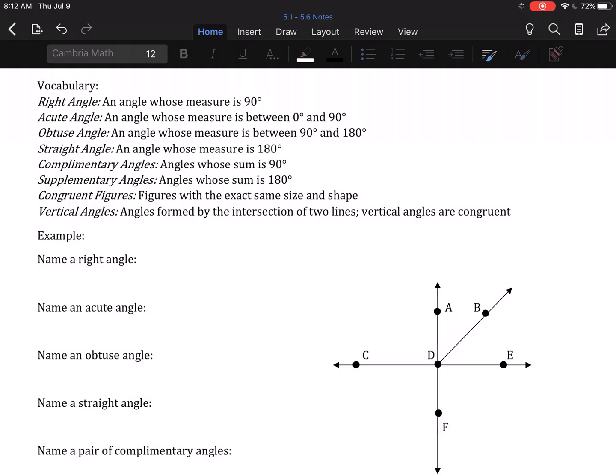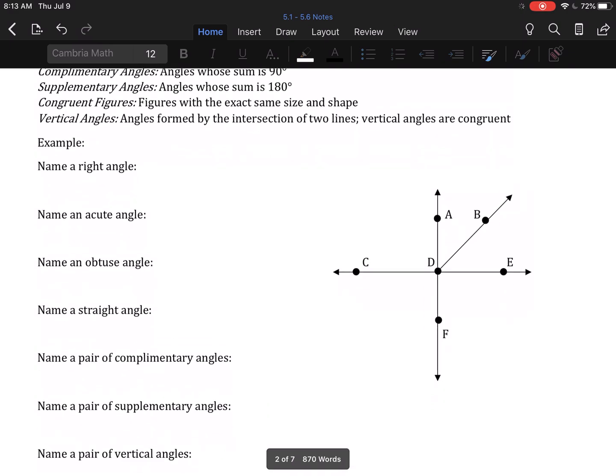Complementary angles are 2 angles whose sum is 90, meaning if you put them together, they make 90 degrees. Supplementary angles are 2 angles whose sum is 180. Congruent figures are figures that have the exact same size and shape. And vertical angles are angles formed by the intersection of 2 lines. Vertical angles are congruent, equal to each other.